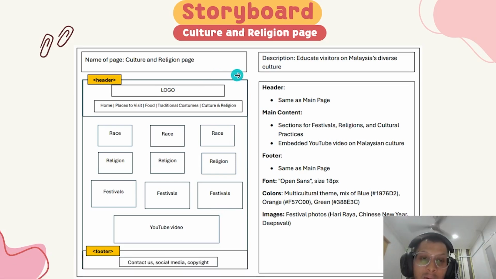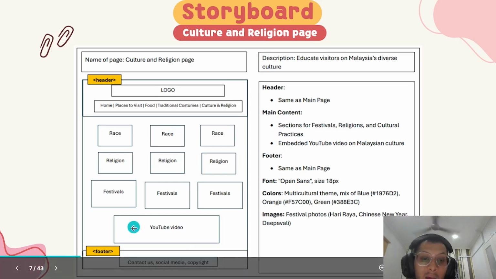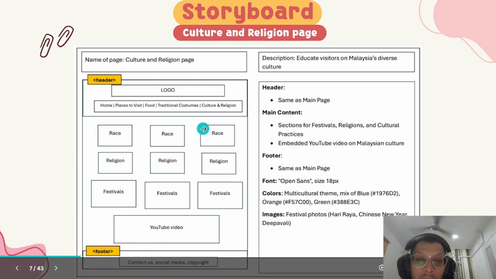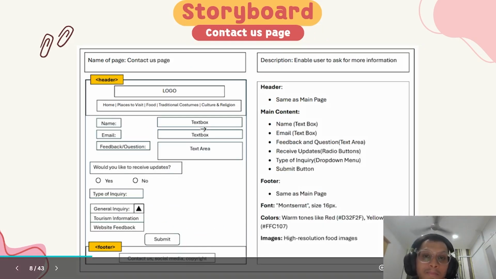Next page is the culture and religion page. This page is used to educate visitors on Malaysia's diverse culture. At the top, there's going to be a header, same as the main page. The content of this page will have sections for festivals, religions, and also cultural practices for different races. And there's also going to be a YouTube video on Malaysian culture. And at the bottom, there's going to be a footer, same as the main page.